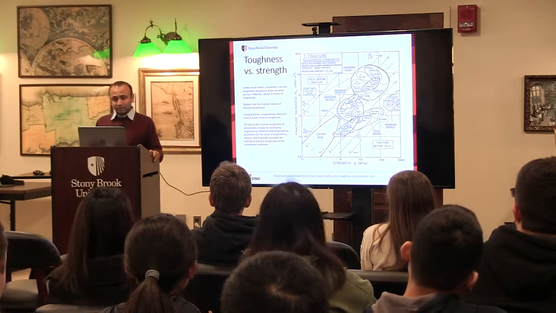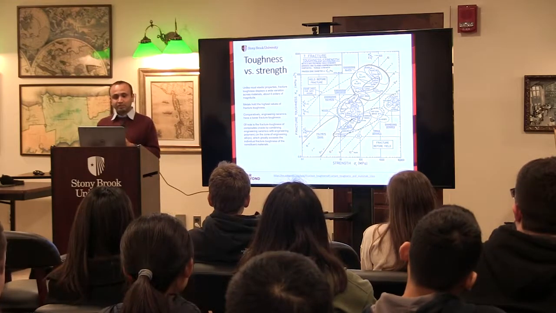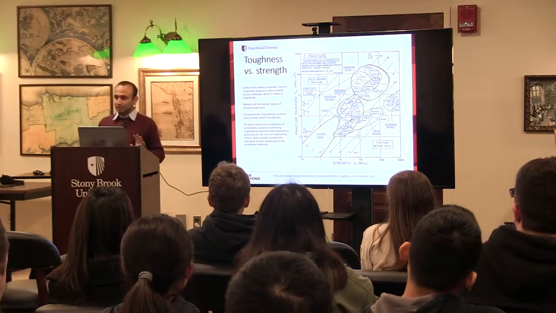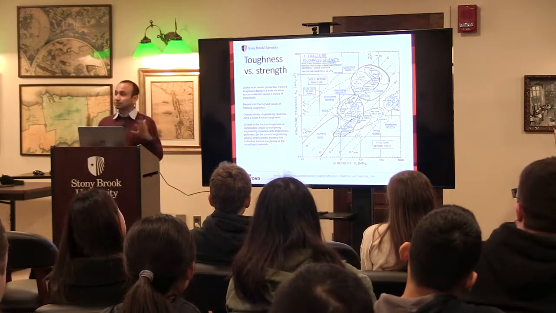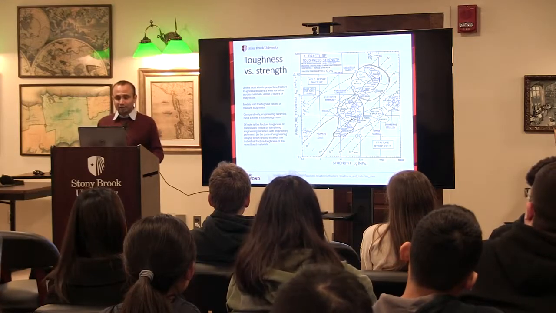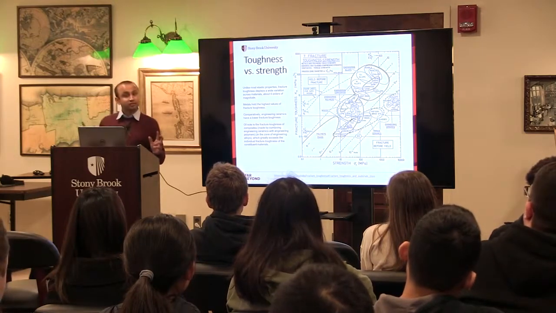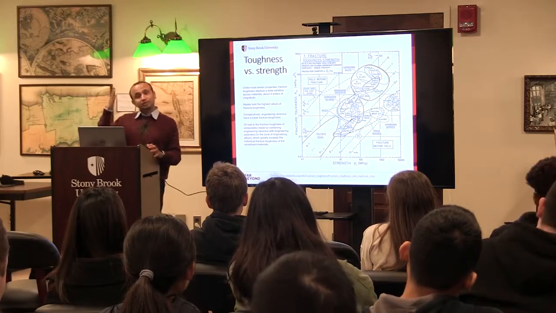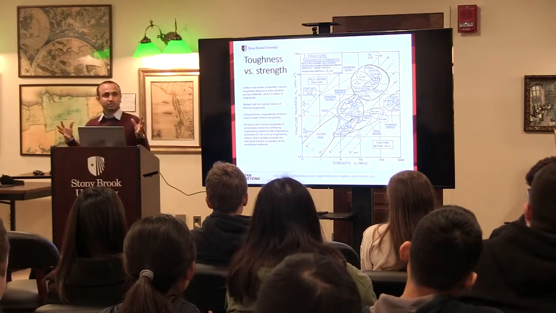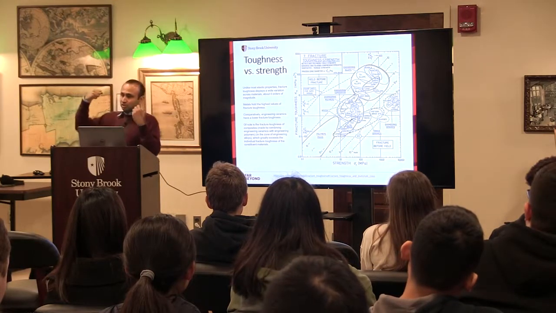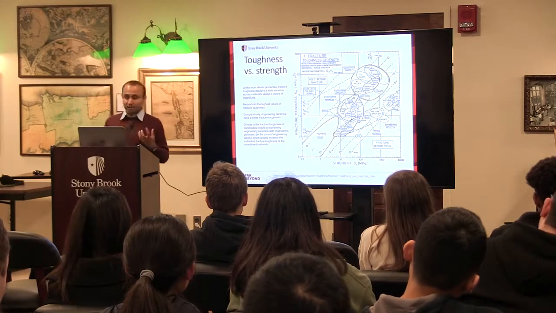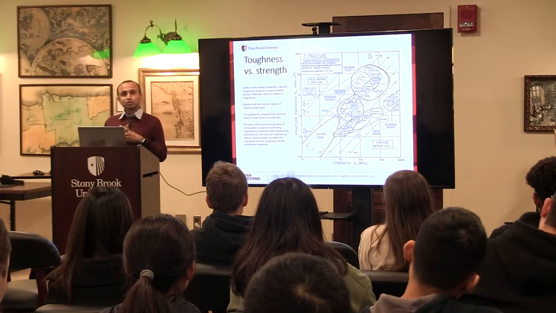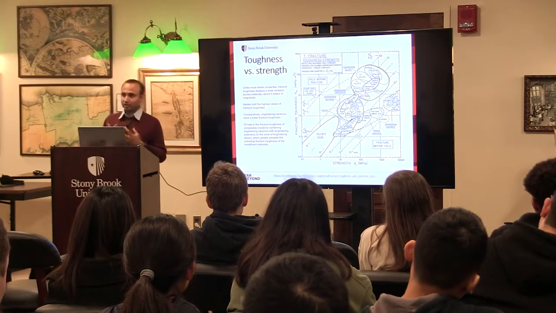This is another chart which compares composites to some other materials. This chart on the x-axis has the strength of the material, and on the y-axis we have the toughness. It is very important to understand that strength and toughness are two different concepts. Strength is just how much maximum load a certain material can withstand before it breaks, whereas toughness relates to how much energy it can absorb and then dissipate upon fracture.